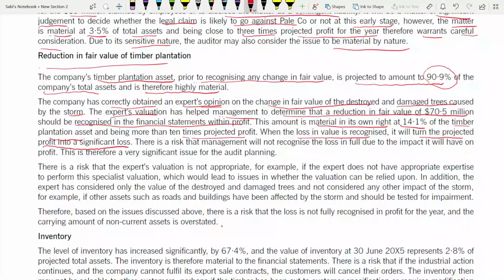There's a risk that the management will not recognize the loss in full. What is that risk? That management will not recognize the loss in full, because who wants to show their profit as a significant loss? Especially when they are about to go public in 2 years' time, and also they are trying to expand internationally. So they may not recognize the loss due to the impact it will have on the profit. This is therefore a very significant issue for the audit planning. Auditors have to look for this.